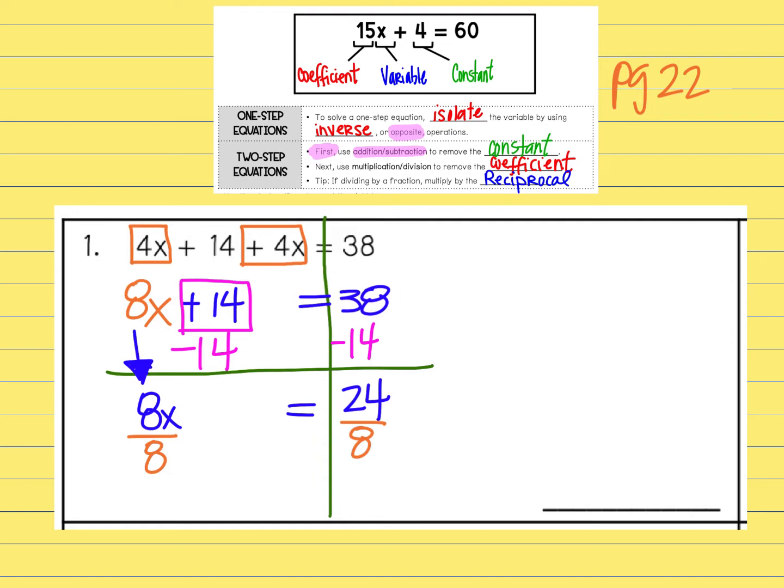Then I could type in my calculator, 24 divided by 8. If you were unsure, that equals 3. So I'm going to say final answer, x equals 3.